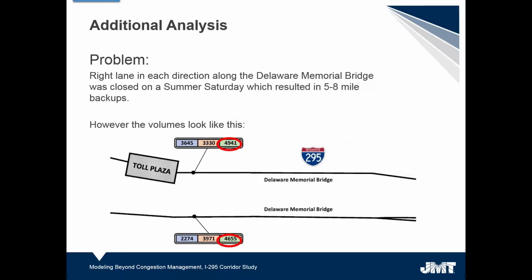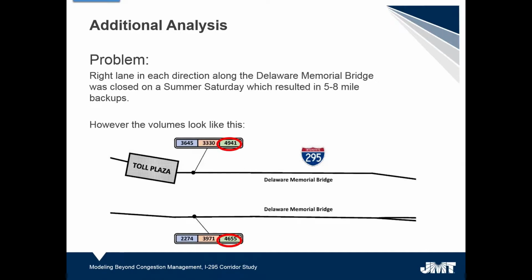The DRBA asked us to do an additional analysis. What happened was during a summer Saturday, the DRBA had to do maintenance along the Delaware Memorial Bridge, so they actually closed the lane. But when they closed the lane, it actually had a 5 to 8 mile backup. On the southbound side, that backup actually extended all the way to the New Jersey Turnpike.